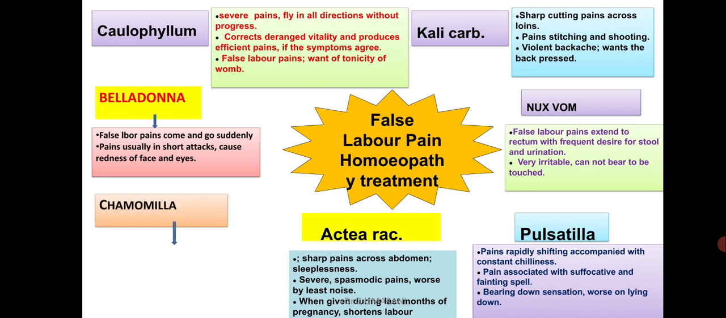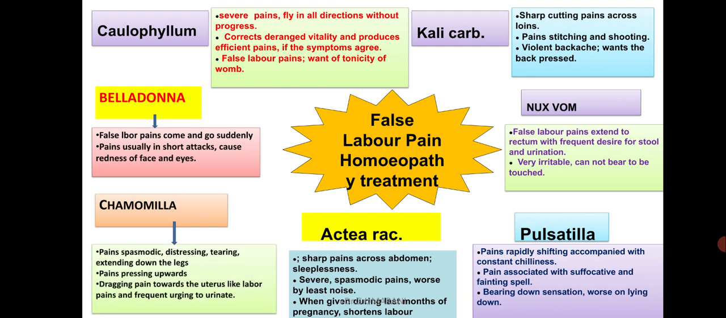And next, Chamomilla. Keynote symptoms for prescribing are pains spasmodic, distressing, tearing, extending down the legs, pains pressing upwards, dragging pain towards the uterus like labor pains, and frequent urging to urination. So these are a few homeopathic remedies that can be given for false labor pain.